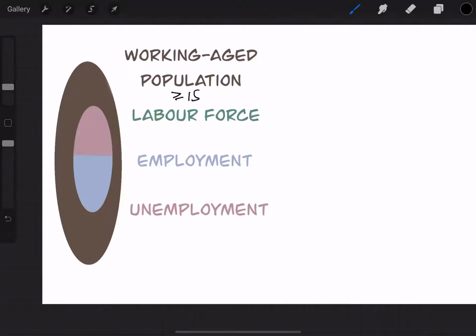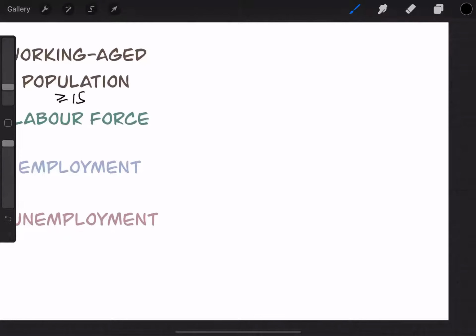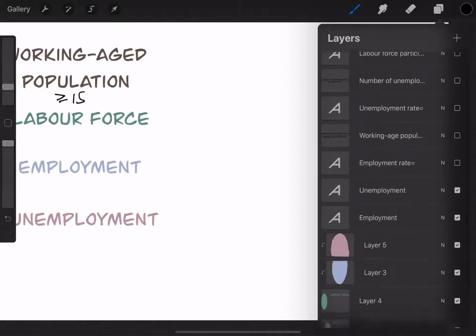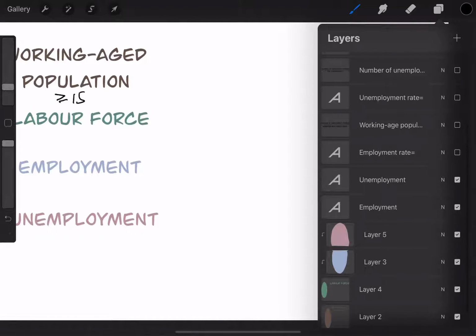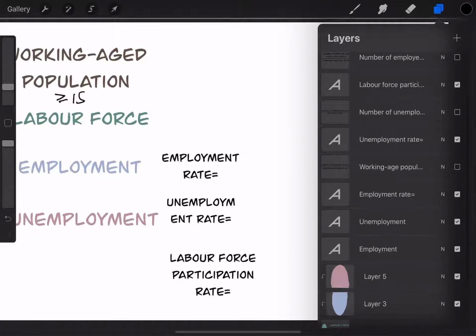Employment is easy to understand. Unemployment is he or she who has been actively looking for work in the last 4 weeks but can't find a job. So after that, let's begin the second part, which is calculation. We will learn about employment rate, unemployment rate, and labor force participation rate.